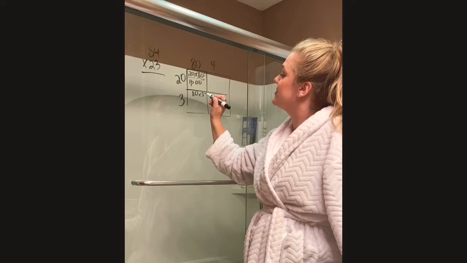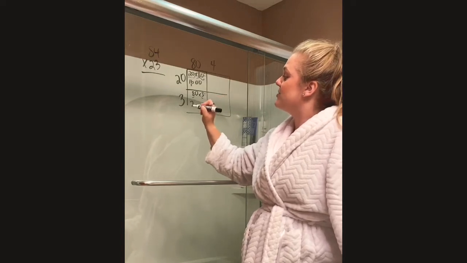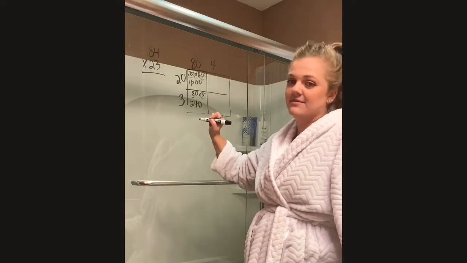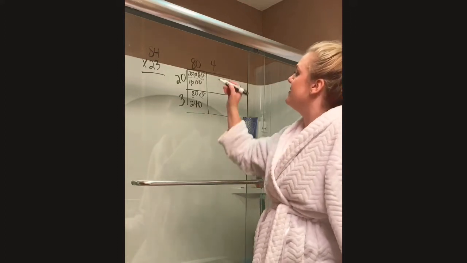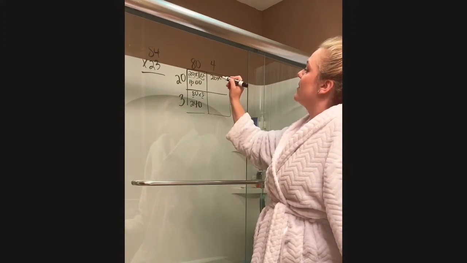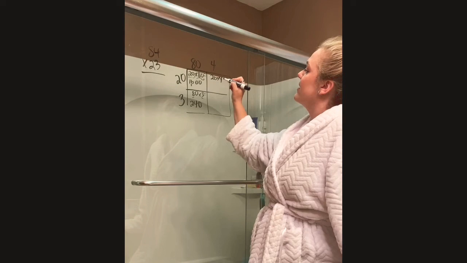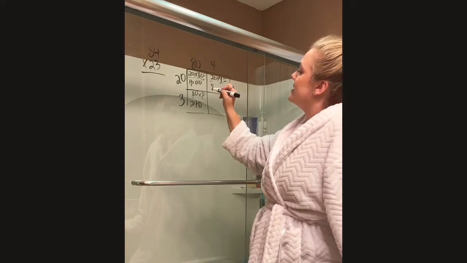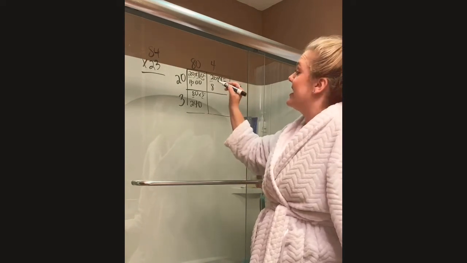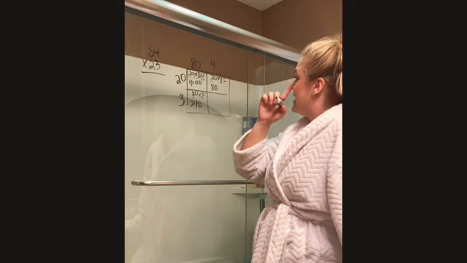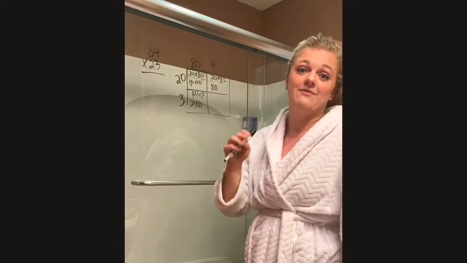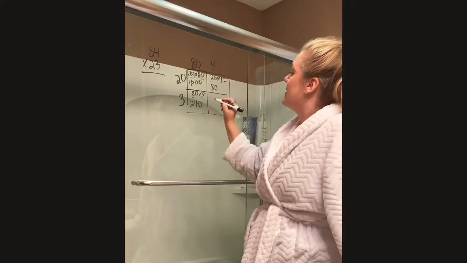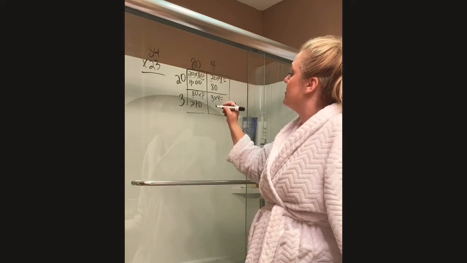80 times 3. Okay, 8 times 3 is 24. And then we had our 10. Multiply it by 10, 240. 20 times 4. So we got our 20 here and our 4 there. 2 times 4 is 8. Don't forget we're multiplying by 10. So it becomes 80. 20, 40, 60, 80. If you count by 20s, you could do it that way. And then our last box is 3 times 4 equals 12.